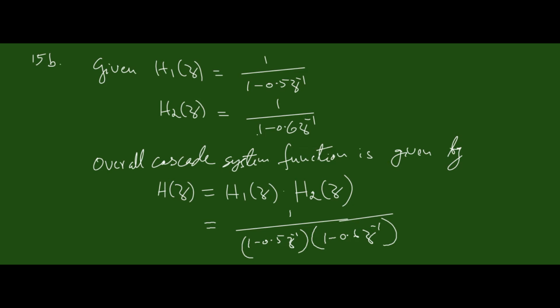As usual, given h1 of z, h2 of z, and the overall cascade system function is given by h of z equal to h1 of z into h2 of z, given by this expression. Next, we have to draw the noise model of this structure.